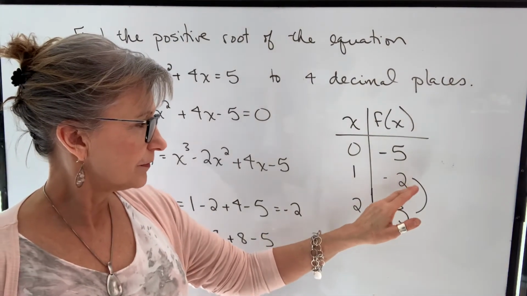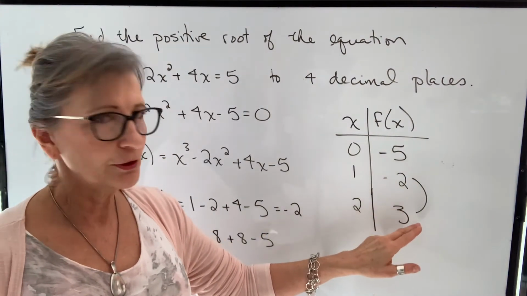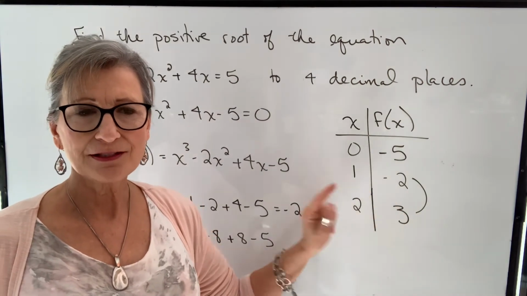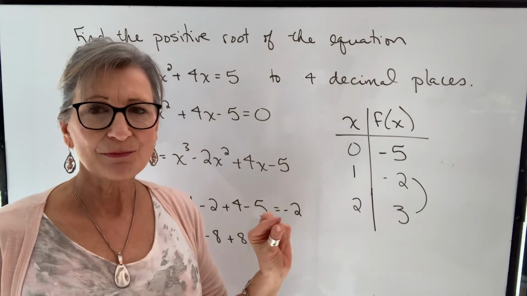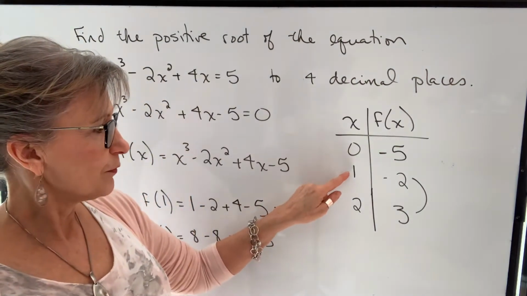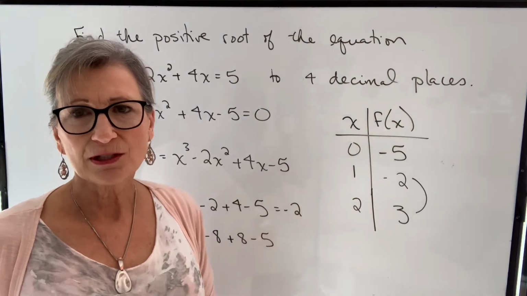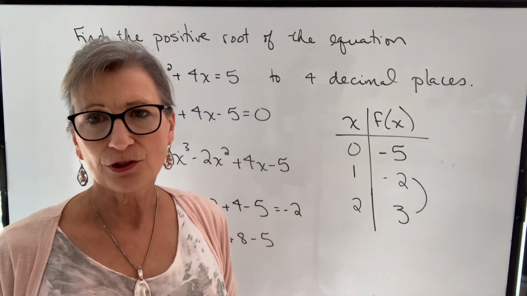Notice that the function went from a negative value to a positive value. So that means that it crossed the x-axis, so that means there's a root between x equals 1 and x equals 2. So now we have an idea of where to start with our approximation.